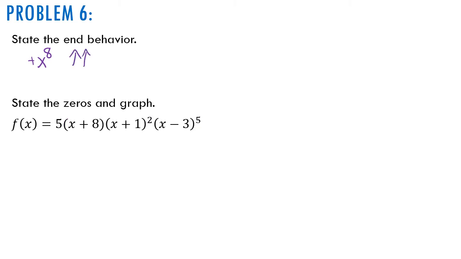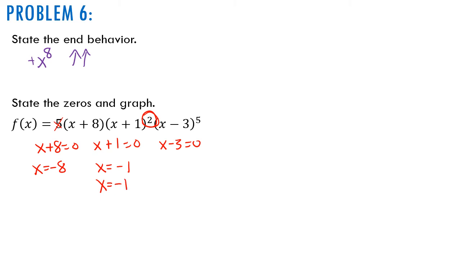Once again, using zero product property, I'm going to set everything equal to 0. Now 5 has no x, so I don't really care about it. So I have x plus 8 equals 0, x plus 1 equals 0, x minus 3 equals 0. So going ahead and solving, I'll have x equals negative 8, x equals negative 1. However, x plus 1 has an exponent on it of 2. So there's really 2 of these x equals negative 1s.